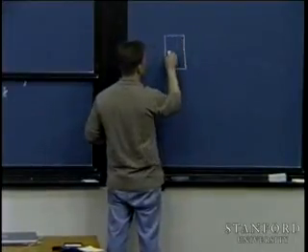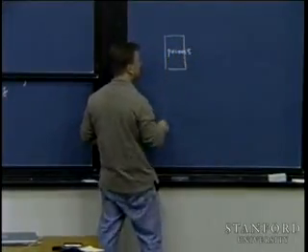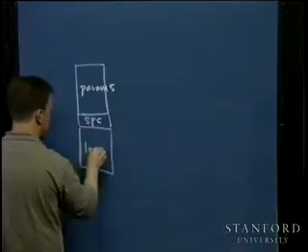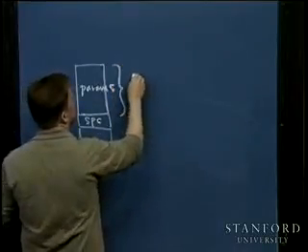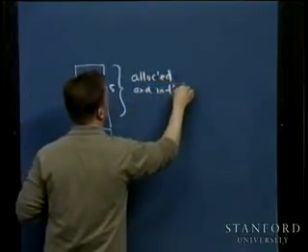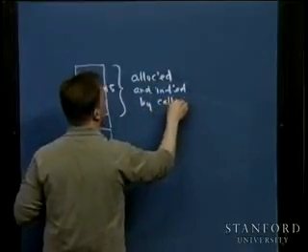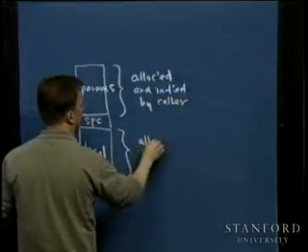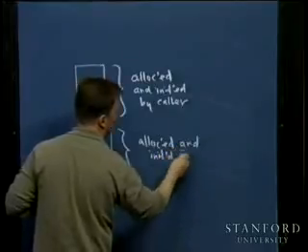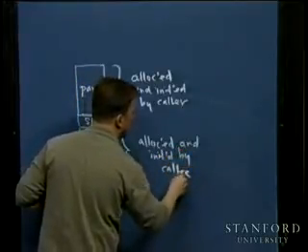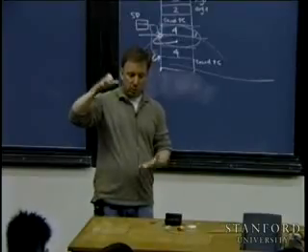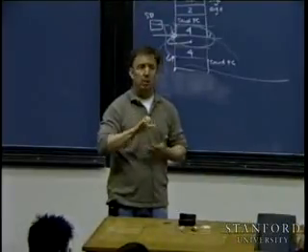Here are all the params. Here's the saved PC, or the return link, and here are all the locals. These are allocated and initialized by the person calling the function. These are allocated and initialized by the actual function that's being called, the callee. So the entire picture is the activation record that has to be built in order for the code inside a function to execute and have access to all of the variables.